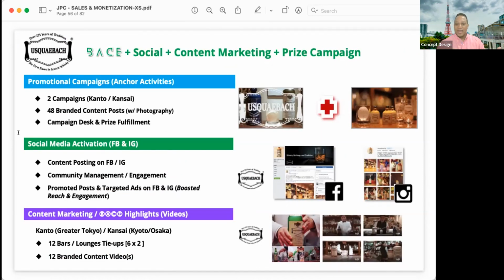48 branded content posts, posting on Facebook and Instagram. This is before TikTok. If we come back, we have to determine whether or not TikTok is where we need to be. And then content marketing and different types of highlight videos, which also wound up being interesting. There were all sorts of interesting things that we found out about this campaign. And so boosted ads worked best in terms of cost per click, et cetera, in terms of increasing Facebook likes.